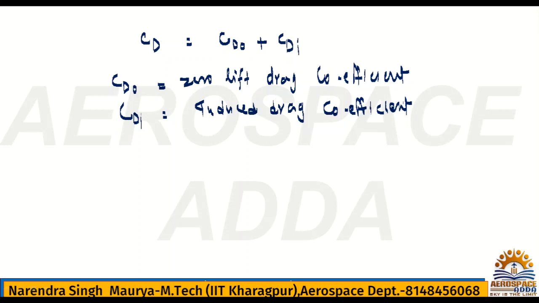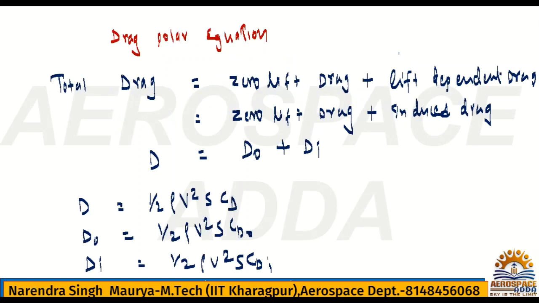All right, now this zero lift drag coefficient, or D naught, which is nothing but zero lift drag. The zero lift drag is also called a parasite drag. What is it called? Parasite drag. Yes or no? Parasite drag. And the coefficient will be the parasite drag coefficient.